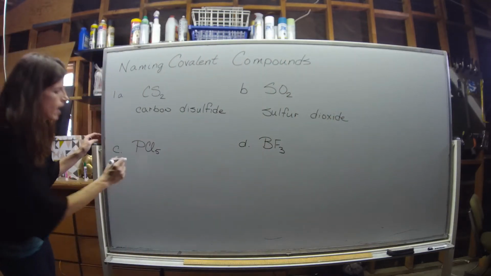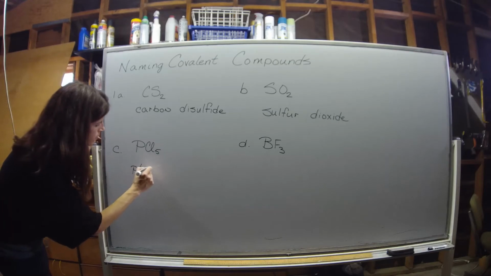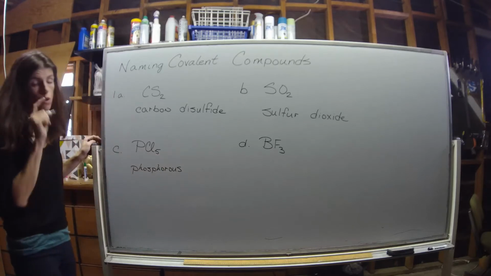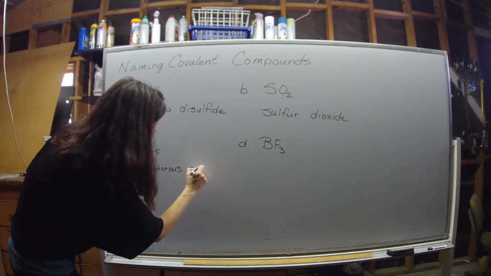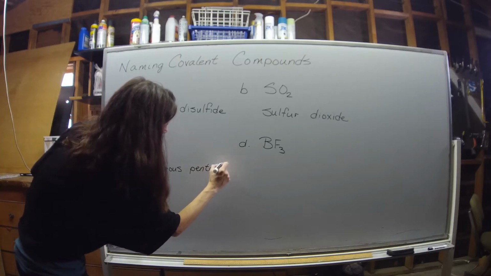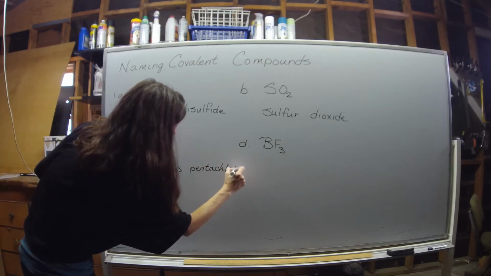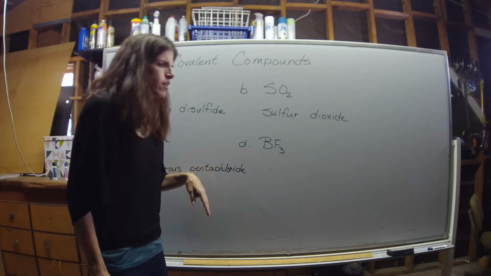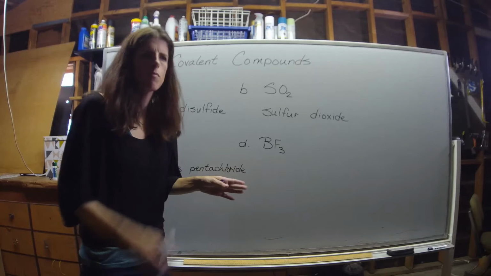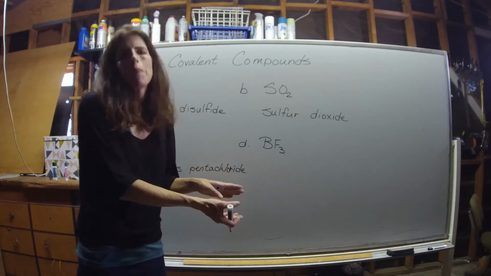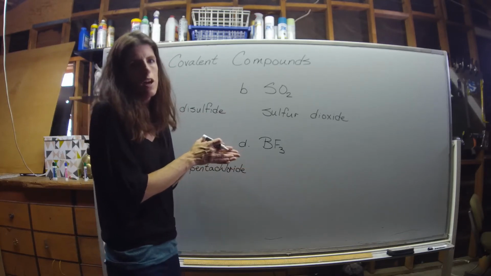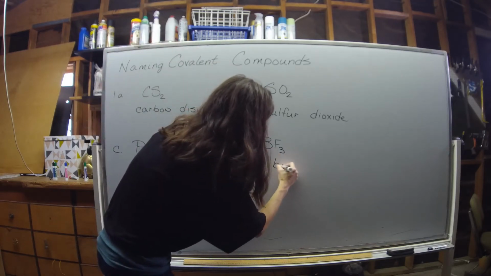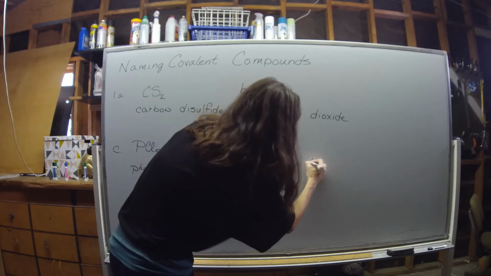In letter C, we have phosphorus, and then 5 chlorines, so we'll do pentachloride. And then we have boron, which is typically thought of as either a transition metal or non-metal. So it definitely falls into the category of being a covalent compound. So here I'll do boron trifluoride.